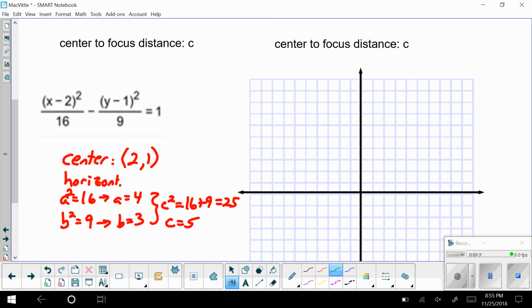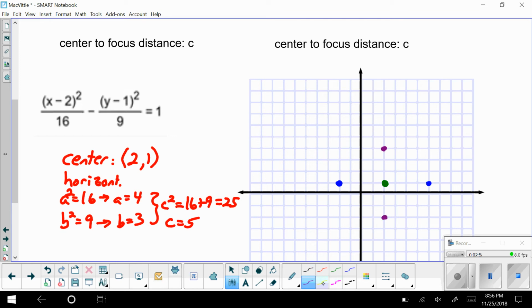So graphically, what I'm looking at is the center is at 2, 1. Horizontal, so that means I'm going to the left and right with my a. So I go to the right 4, 1, 2, 3, 4. I go to the left 4, 1, 2, 3, 4. Those are the vertices for my hyperbola curves. But then the b helps me determine how wide they're going to be. Because a went left and right, b is going up and down. So from the center up 3, and from the center down 3.